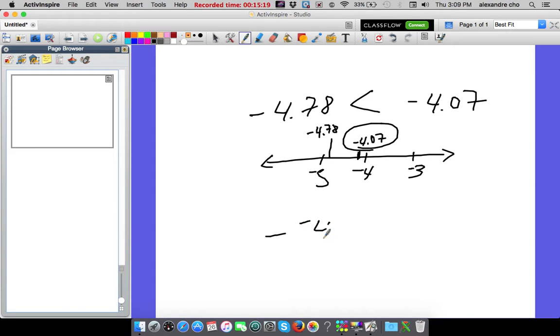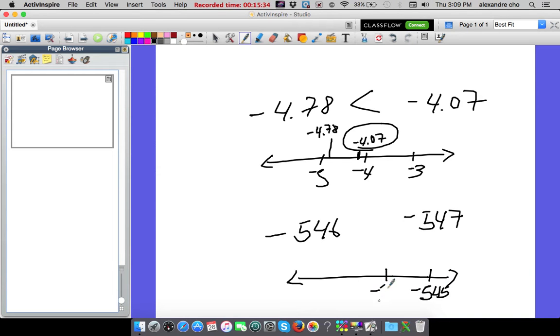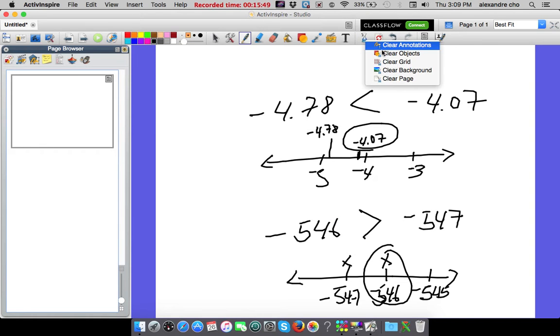Next one, negative 546 and negative 547. Again, I'll put these on a number line. Your 0 is way somewhere to the right. Here is negative 545, negative 546, negative 547, and so forth. So who's bigger between this and this? Well, negative 546, because it's to the right. So this one is bigger.